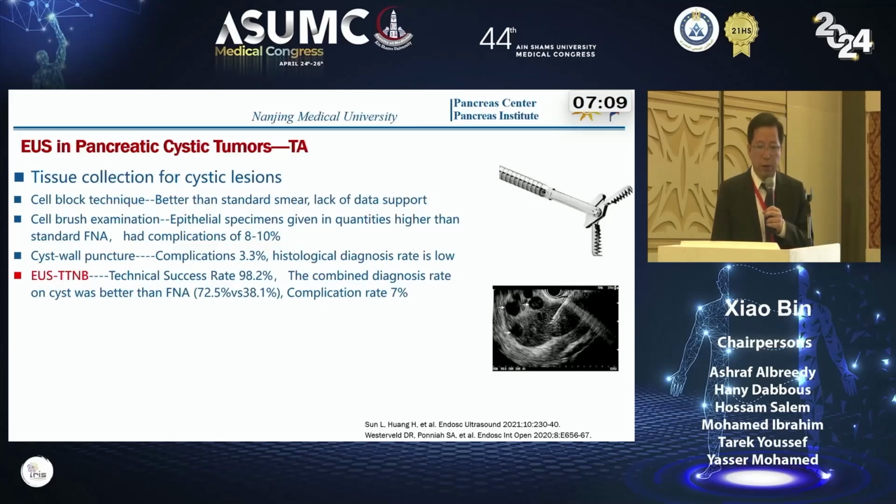In cystic tumors, acquiring the solid sample is challenging for the operator. We know some procedures can elevate tissue acquisition. Till now, the most hopeful way is to choose the needle biopsy. It has a very high technical success rate. The combined diagnosis rate on cysts was better than traditional FNA, with a middle complication rate.